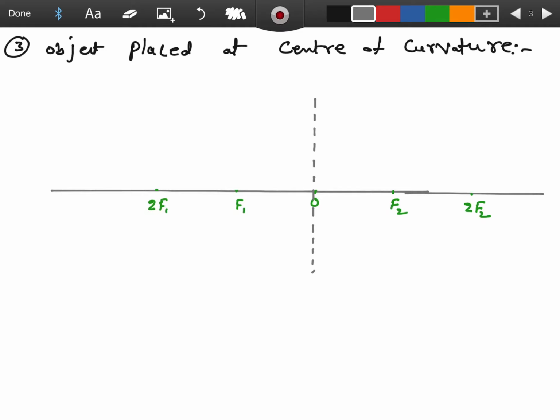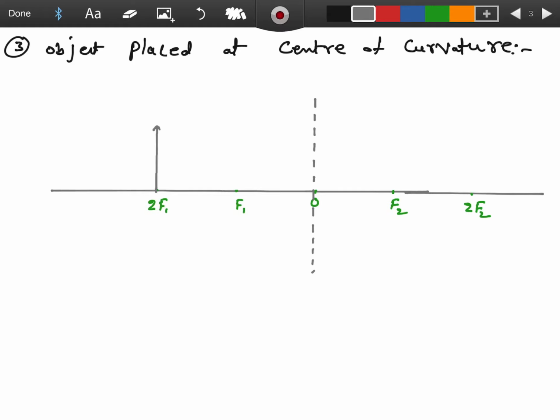Right. Next, the object is placed at center of curvature, that means here. Object height I am taking around some 2.5 centimeter. That is your arbitrary height. You can take anything, 2.5, 2.8, but for me 2.5 is convenient. Then to trace the image from the object, minimum 2 light rays are required.